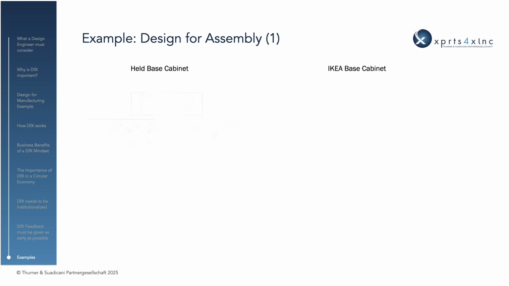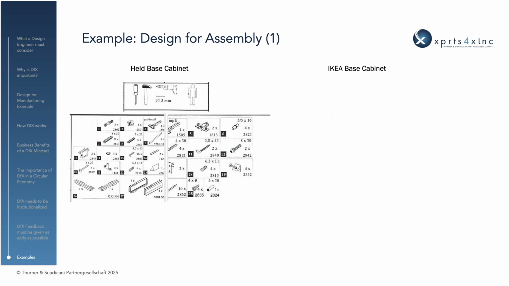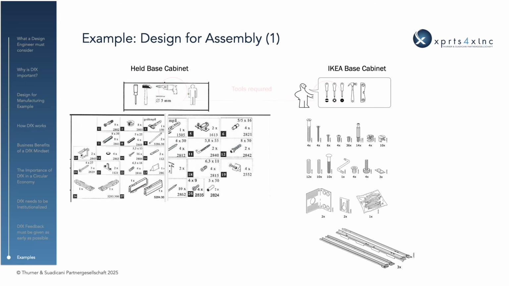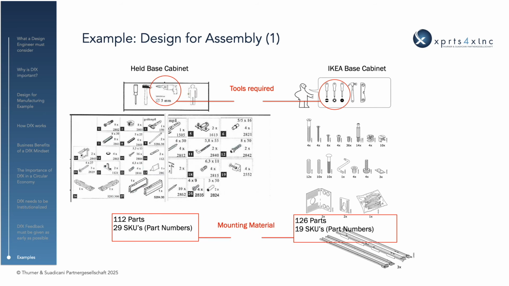The first thing you notice about the Held cupboard is that the list of tools required includes an electric drill, a device that not every household has as standard. By contrast, the assembly instructions for the IKEA cupboard are limited to tools such as a hammer, screwdriver and a small spirit level. Here, clear attention has been paid to design for assembly. Another aspect is the number of individual parts. While the Held cabinet consists of 29 different components, IKEA has used only 19 different parts through consistent standardization. Further proof of a well thought out design for assembly.